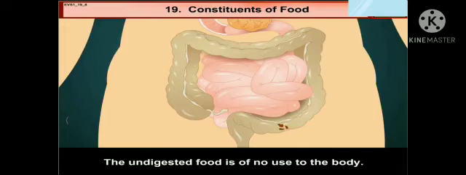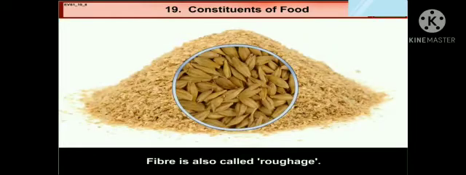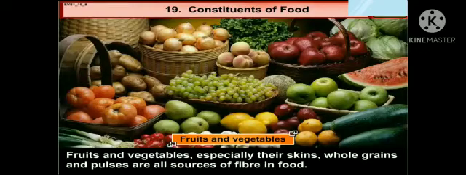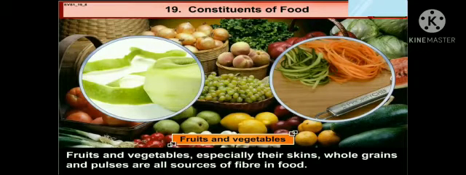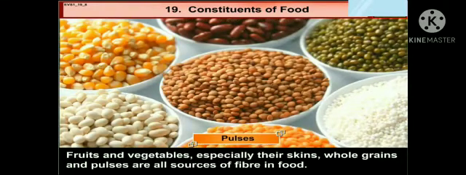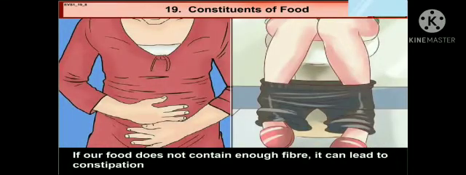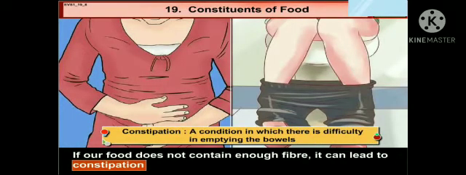The undigested food is of no use to the body. Fiber helps to form stool from this undigested food. Fiber is also called roughage. Fruits and vegetables, especially their skins, whole grains and pulses, are all sources of fiber in food. If our food does not contain enough fiber, it can lead to constipation, that is, a condition in which there is difficulty in emptying the bowels.